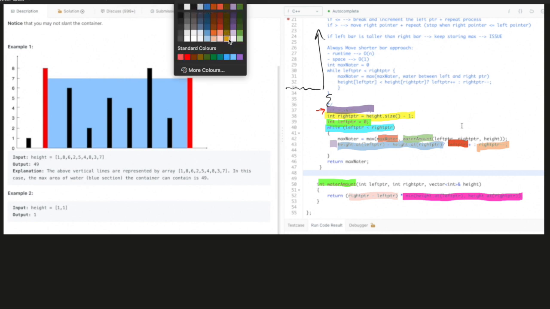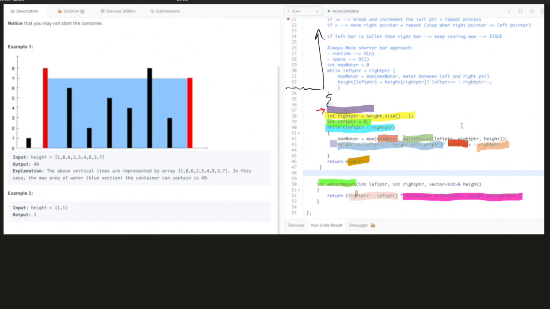So that's our problem. Hopefully it wasn't too hard, but if it was hard, don't worry, you'll get better with practice, and hopefully this helps.